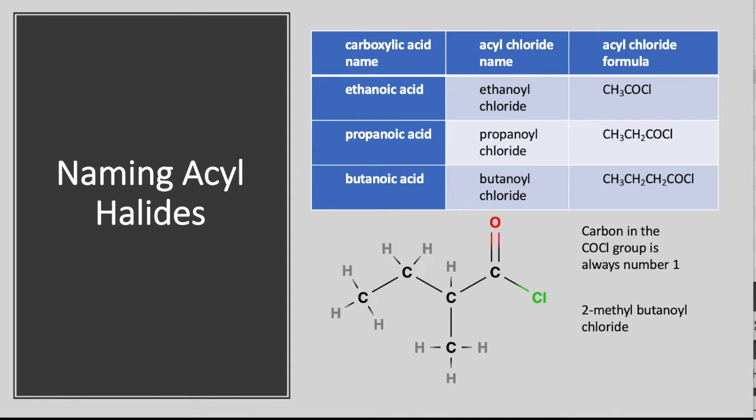So how do we name these acyl halides? Well, as we mentioned before, you start with carboxylic acid, and then you change the ending to OYL and end with the halide. So you have ethanoyl chloride, propanoyl chloride, and butanoyl chloride. If you have chains coming off, in the example at the bottom there, we've got a 4-carbon chain, so that is butanoyl chloride, and that first carbon is always going to be carbon number 1 with the COCl group, and therefore the methyl group is coming off carbon number 2, so it becomes 2-methyl butanoyl chloride.